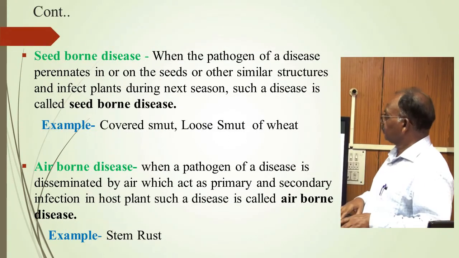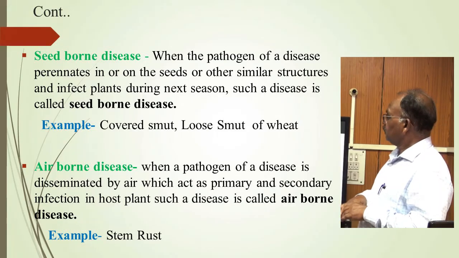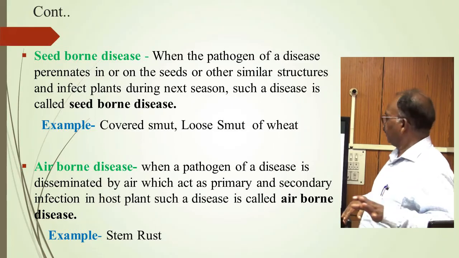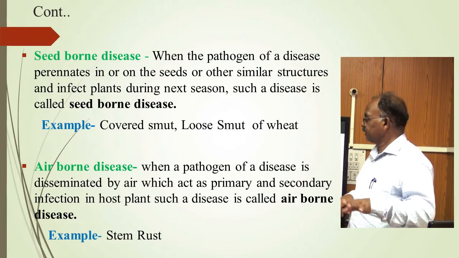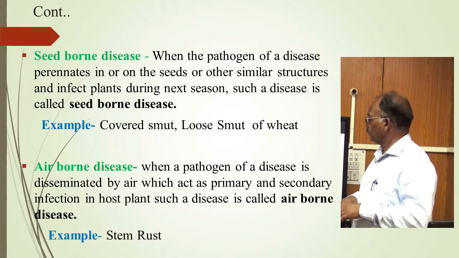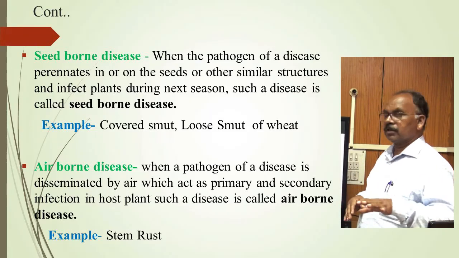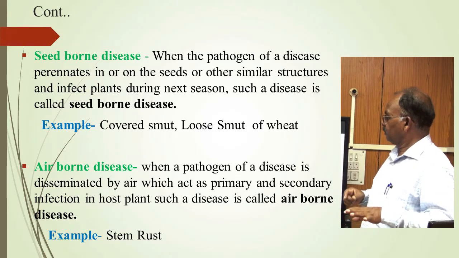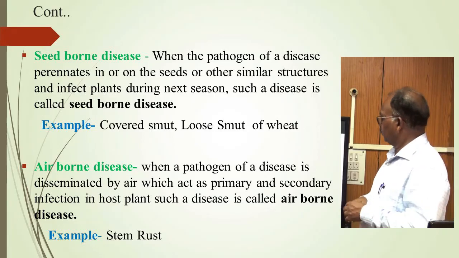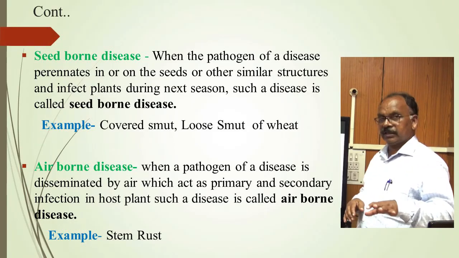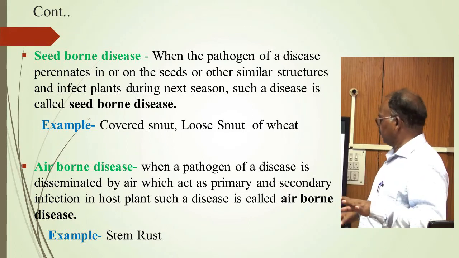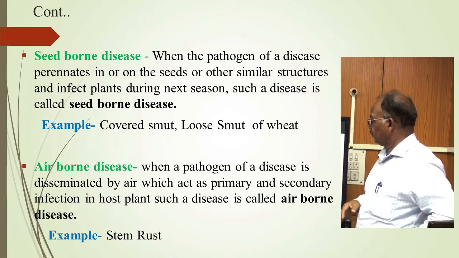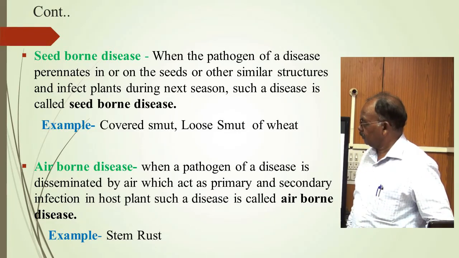Seed-borne disease is when the pathogen of the disease perennates in or on the seeds or other similar structures and infects the plant during the next season. Such disease is called seed-borne disease. As for example, covered smut and loose smut of wheat. Airborne disease is when a pathogen of a disease is disseminated by air and acts as primary and secondary infection in the host plants. Such diseases are called airborne diseases. As for example, stem rust.